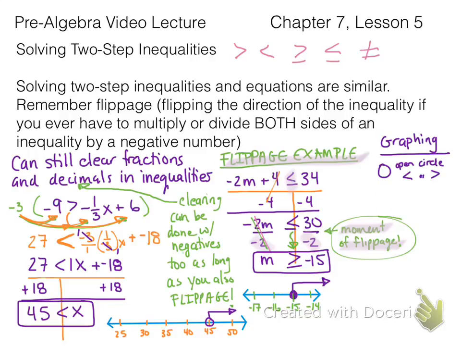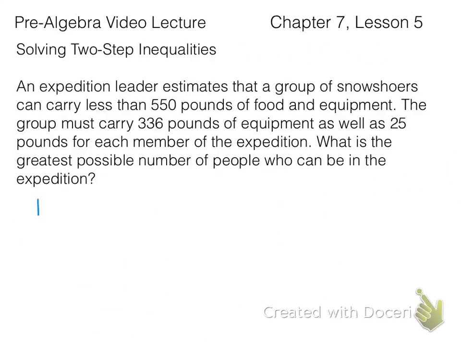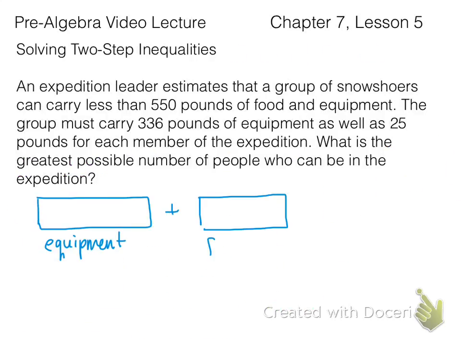Remember that an open circle is less than or greater than, whereas a closed circle is less than or equal to or greater than or equal to. All right, just a reminder. You should know this, though. This is like totally like 6th grade math. Anyway, moving on. All right, so an expedition leader estimates that a group of snowshoers can carry less than 400.